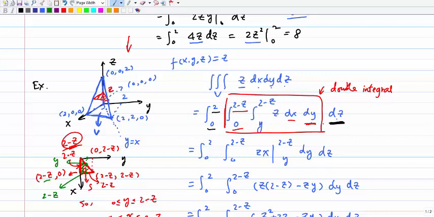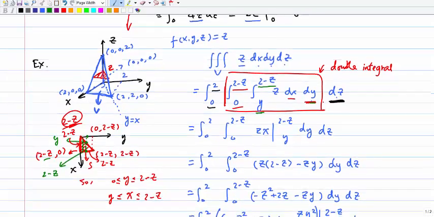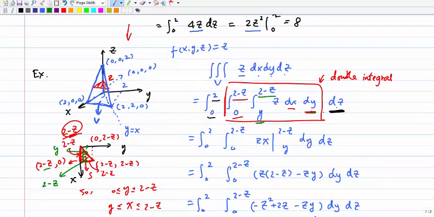If your y starts from 2 minus z, you get 0. That's why it's starting from y to 2 minus z. That's why you figure the lower bound for x is y to 2 minus z. So the lower bound for y is 0 and the upper bound is 2 minus z, and z is from 0 to 2. So that's the way we figure out the lower bound and upper bound for x, y, and z, basically.